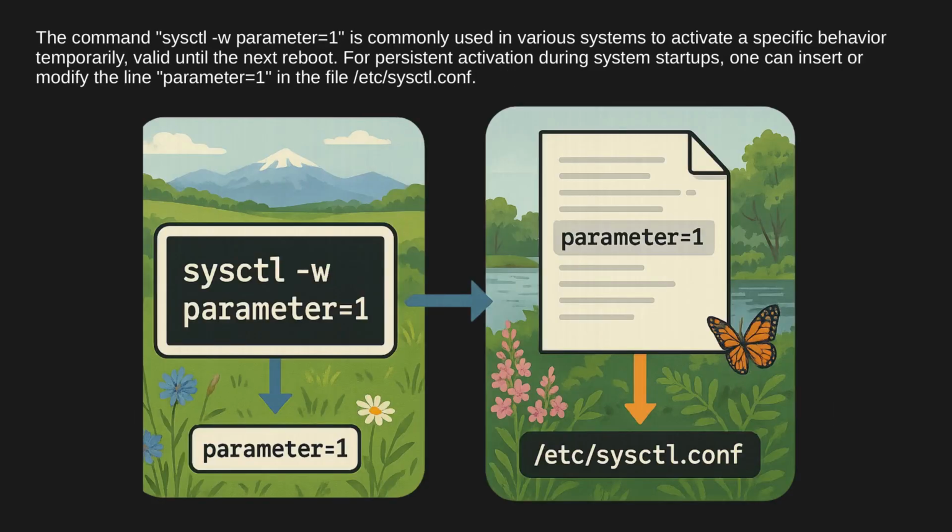The command sysctl -w parameter=1 is commonly used in various systems to activate a specific behavior temporarily, valid until the next reboot. For persistent activation during system startups, one can insert or modify the line parameter=1 in the file at sysctl.conf.